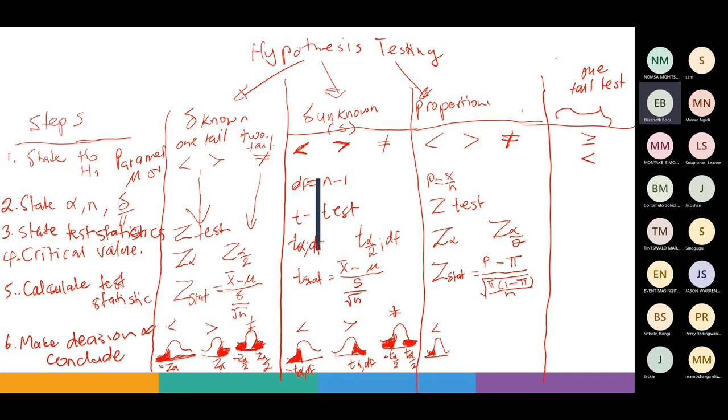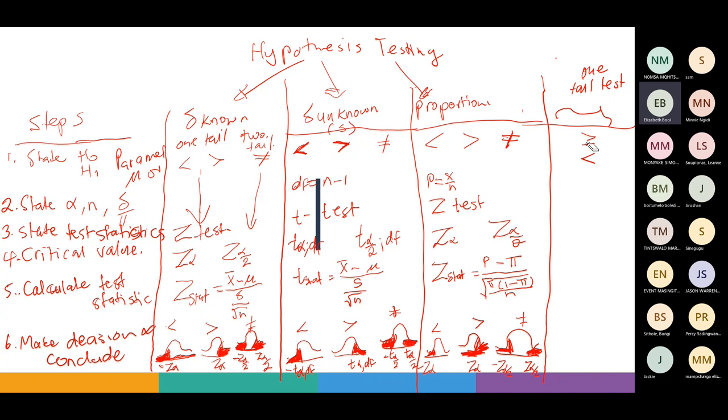If it's less than, it will be on one side. If it's greater than, it will be on the greater than side. If it's a two tail, you will have two regions of rejection. So it will still remain the same: negative z alpha, positive z alpha, and negative z alpha divided by 2 and positive z alpha divided by 2 on the other side. And that is if you're using the critical value to make a decision.